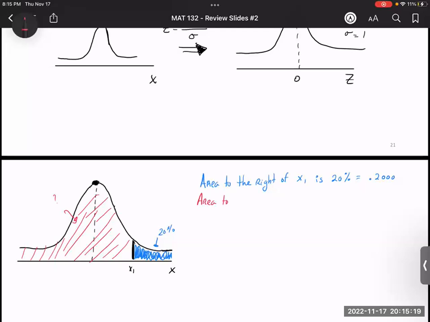Area to the left of x1 is 80%, or 0.8000. I know it's been a long day.